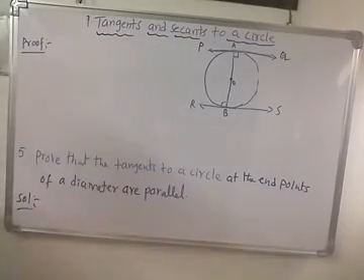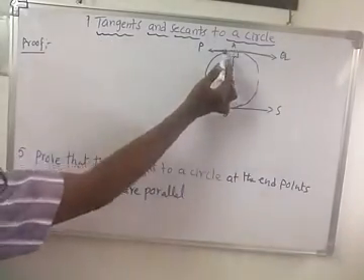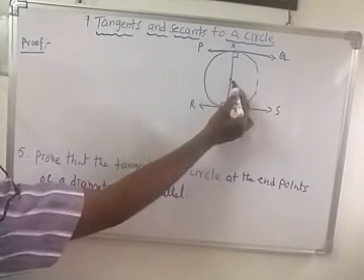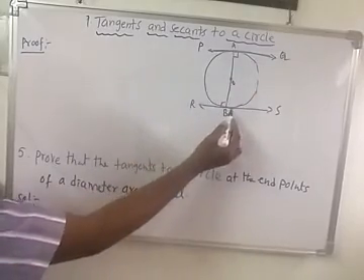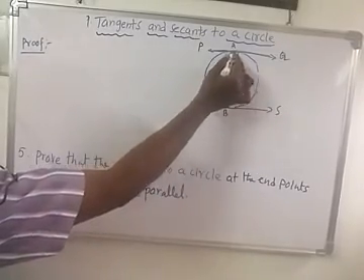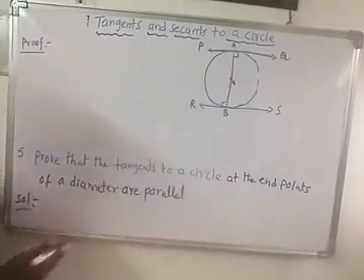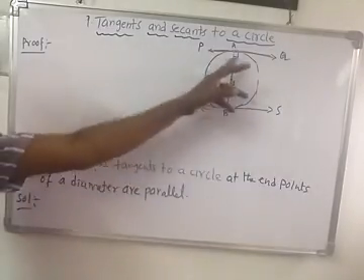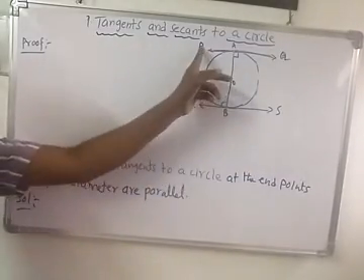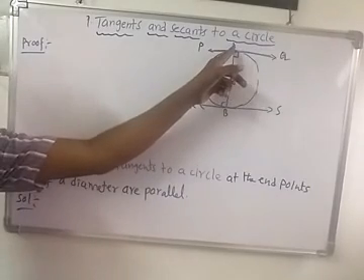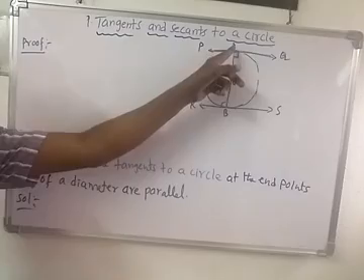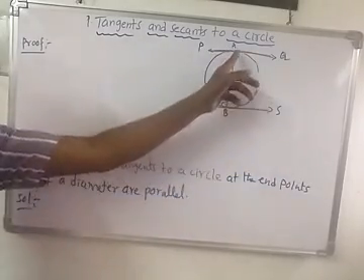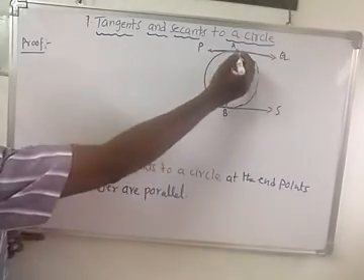So how to prove? First of all, we draw a circle. This is the circle. This is the center of the circle, the center O. AB is the diameter. So one end point is A, the other end point is B. How many tangents can we draw at the end points of the diameter? Two tangents. PQ is a tangent to the circle passing through point A. RS is passing through the point B. Here point A is the point of contact.